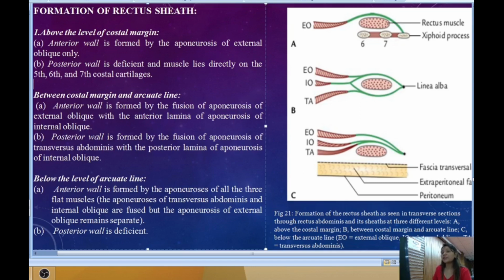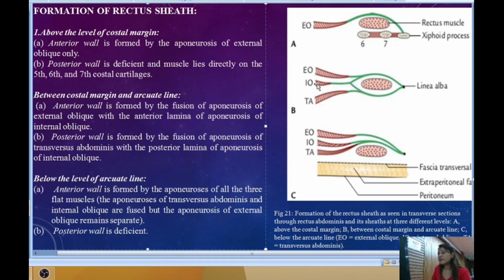In between it is not deficient, above and below it is deficient. So between the costal margin and the arcuate line, the anterior wall is formed by fusion of aponeurosis of external oblique with the anterior lamina of internal oblique aponeurosis. So this is the external oblique, this is the internal oblique. This internal oblique has two lamina, anterior and posterior lamina.